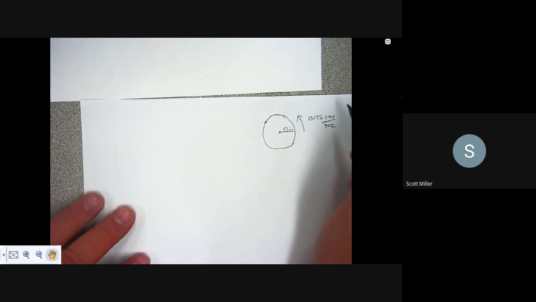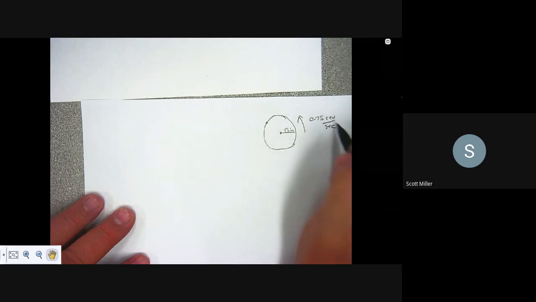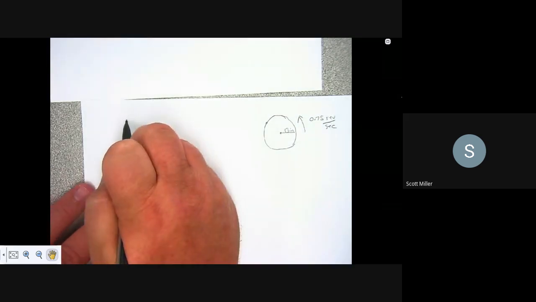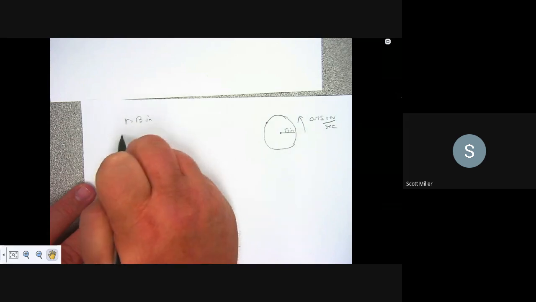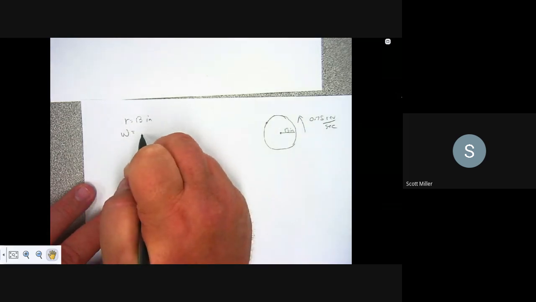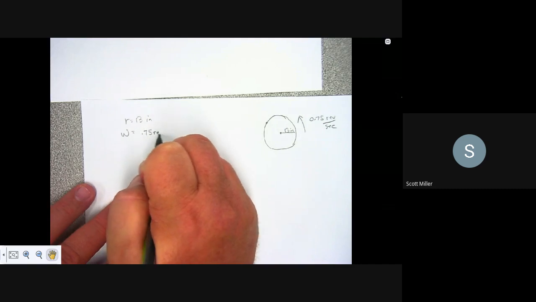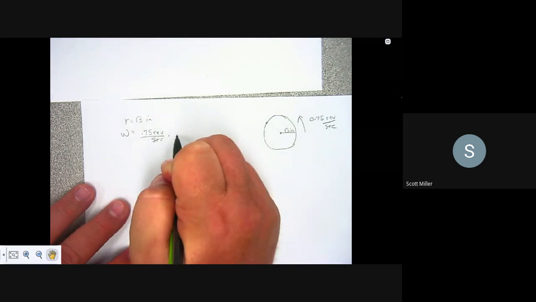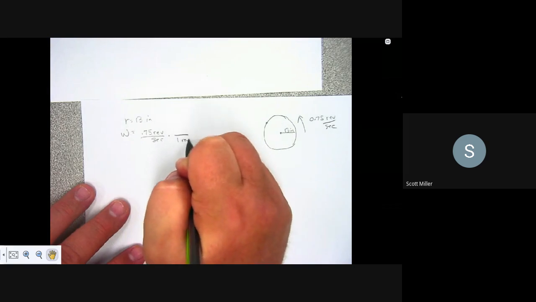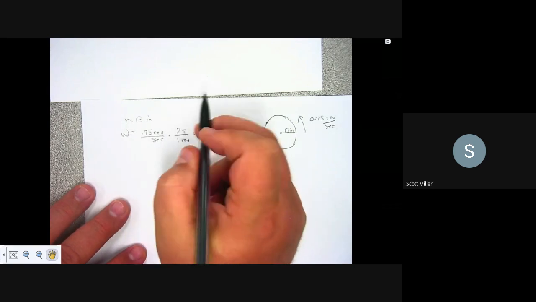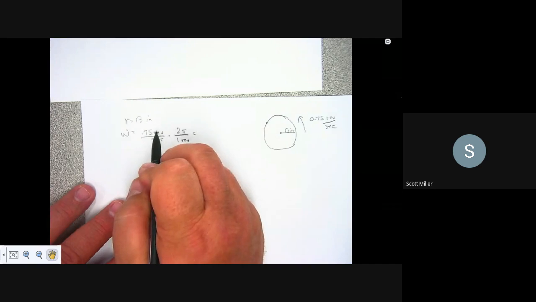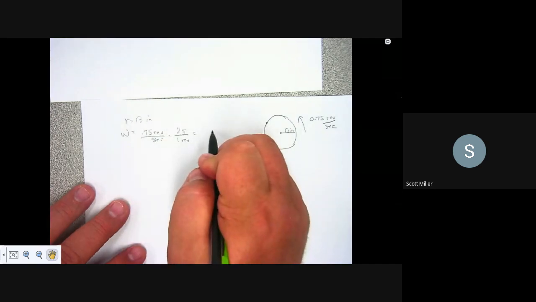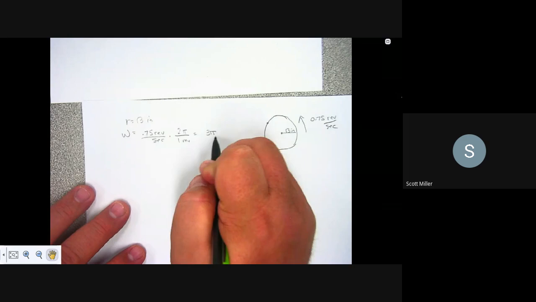Okay? So this is representing an angular speed, so we need to convert this to radians per second. So my R is 13 inches. My W is 0.75 revolutions per second. And then I'm going to change that to 1 revolution, 2 pi radians. And then we multiply this out. 2 times 0.75 is 1.5, so this is now 3 pi radians per second.